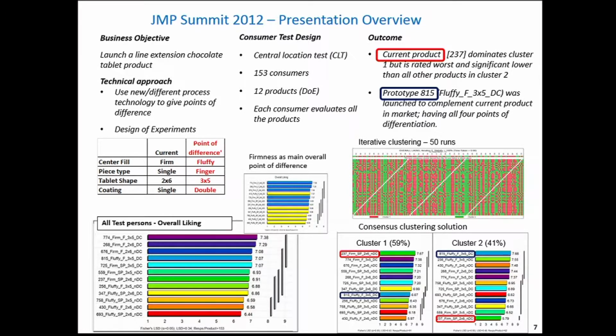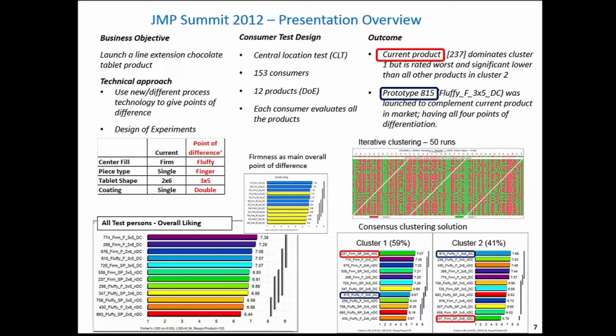We wanted points of difference through technology and also ingredient. And we used the design of experiments approach. So the current product that we had was a firm center fill, a single piece, 2x6 tablet shape, and a single coating. The points of difference that we used to identify the line extension were fluffy instead of firm center fill, a finger piece instead of a single piece, 3x5 format instead of 2x6, and a double coating rather than single.